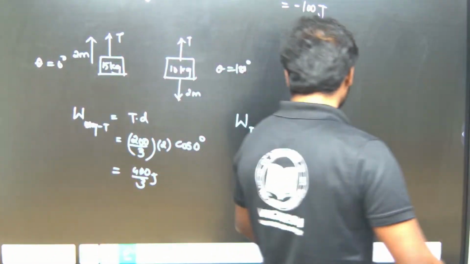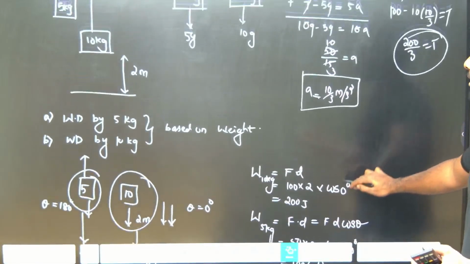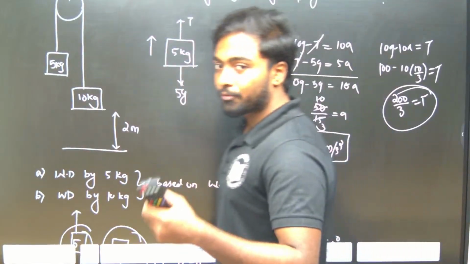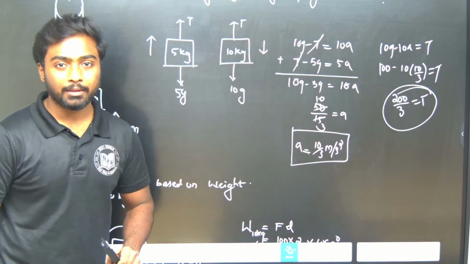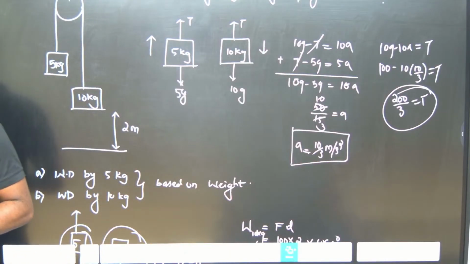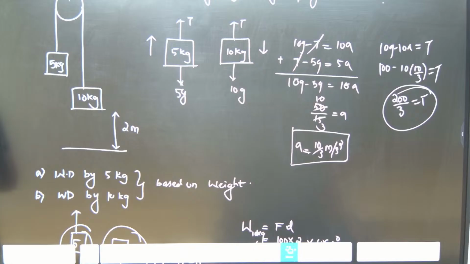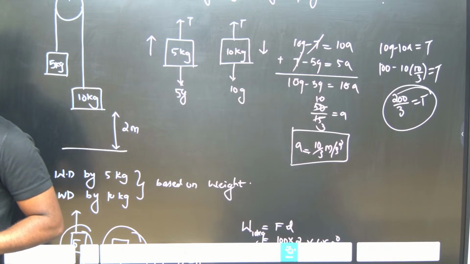So whenever they are asking a question, I need to check what forces are acting on a given block and in which direction the force is acting and in which direction the displacement is acting. And then I need to know the angle between them. Done. So can we go for the next one?